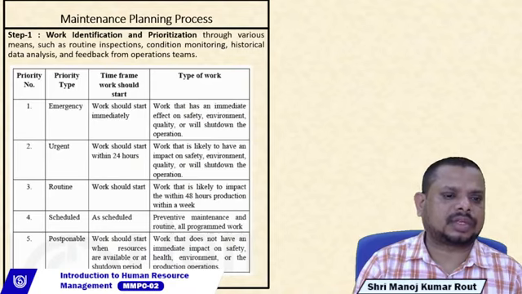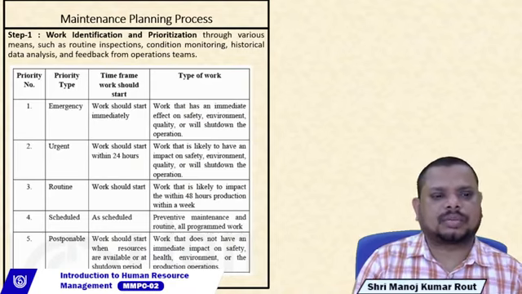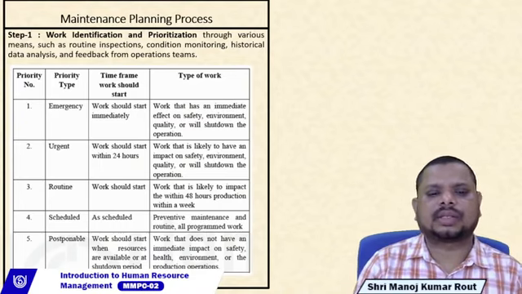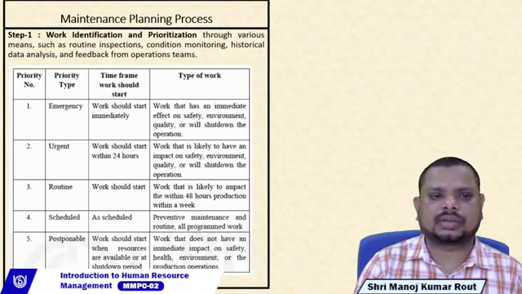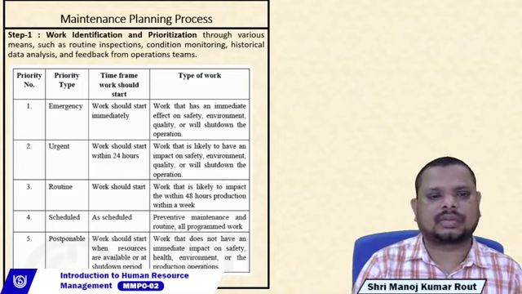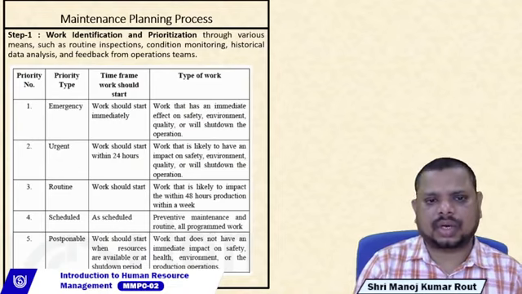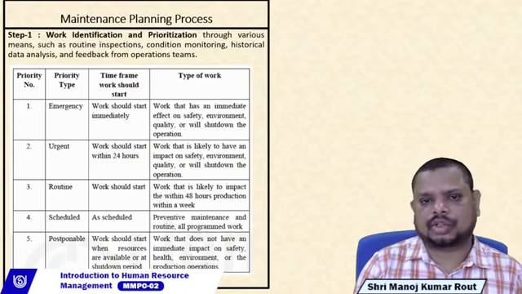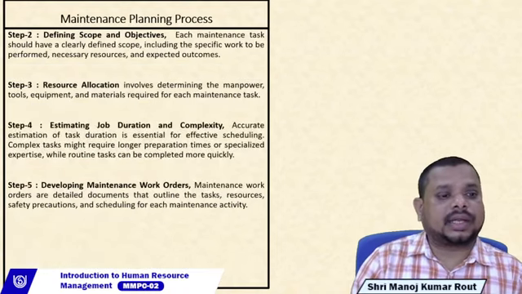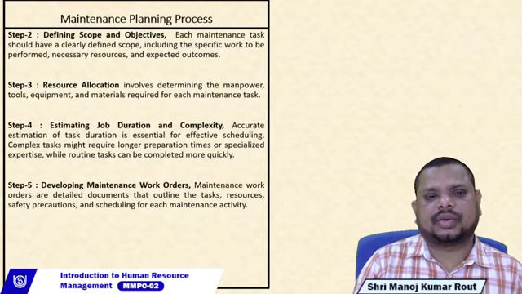If you observe, emergencies are given a higher amount of priority, followed by urgent. In those cases, you first focus on the safety of individuals. Then the next concern is the environment, and if required, shutting down the entire operations. So I will just repeat: in step number one, work identification or priority is based on routine inspections, then condition monitoring, and you must also focus on historical data analysis and feedback collected from the operation teams.